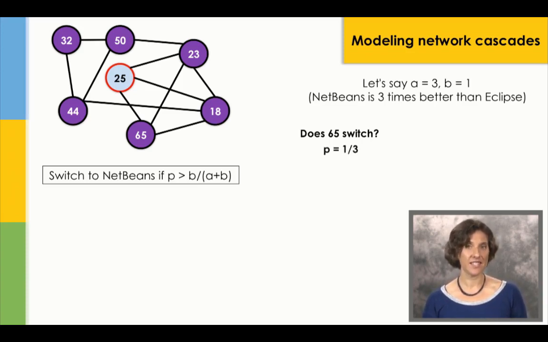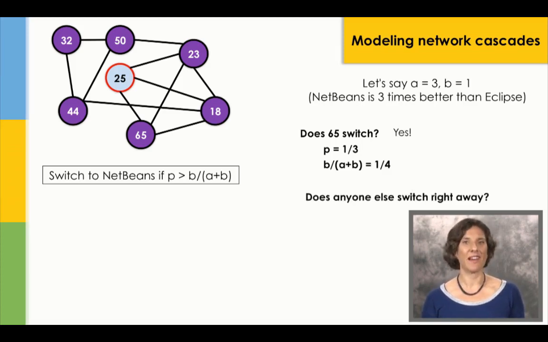Ask the question, does 65 switch? Well, P is still equal to 1/3. Only one of 65's friends uses NetBeans. But now when we look at B over A plus B, we see that it's 1/4. All right, so relatively NetBeans is stronger, Eclipse is less strong. So 1/3 is greater than 1/4, and 65 will make the switch. Does anybody else switch right away? So in that first generation, we want you to look at this network and try to see.